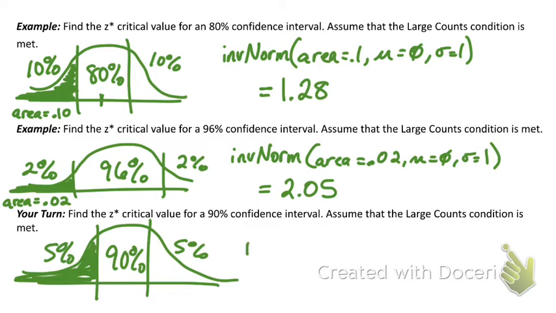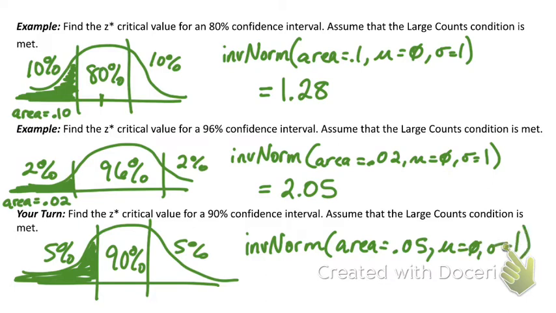All right, so inverse norm. The area here would be 0.05. The mean is 0, standard deviation is 1 because it's a standard normal z-curve. Now, this should be less than 2, but more than 1 because it's between the 68 and the 95. So, what'd you get?